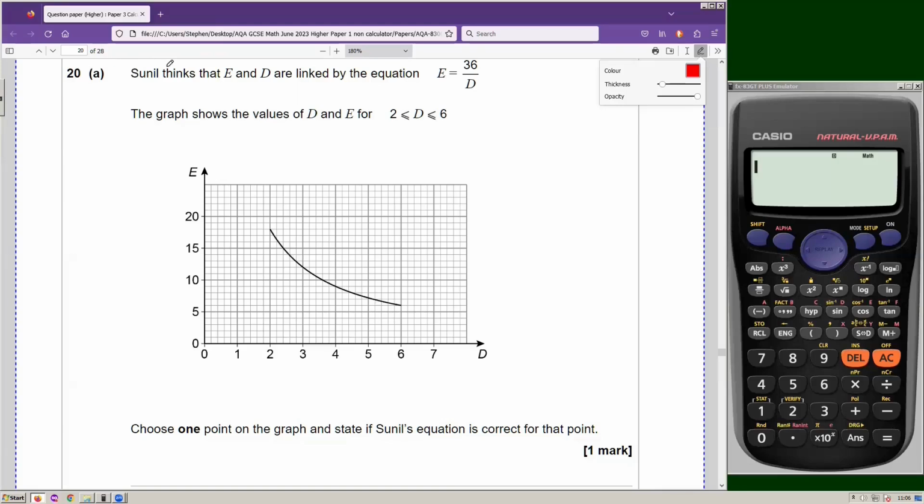Question 20a. Sunil thinks that E and D are linked by the equation E equals 36 over D. The graph shows the value of D and E for 2 less than or equal to D, less than or equal to 6. Okay. What's the question? Choose one point on the graph and state if Sunil's equation is correct for that point. We'll pick 4 because I know it's going to divide into 36. And at 4, it's 9. So we can say 9 equals 36 over 4. Yes.